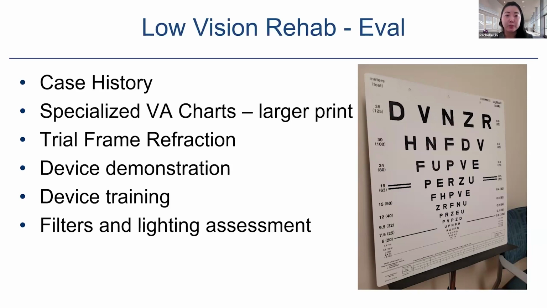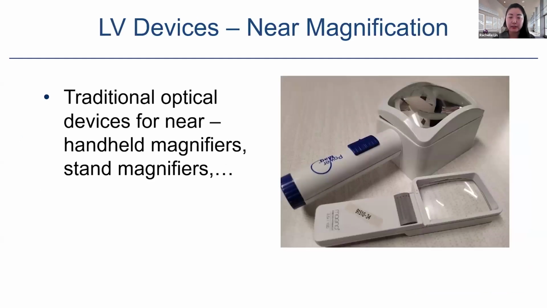After we find the patient's best corrected visual acuities, then we will go on to device demonstrations. That device demonstration will then include training for the devices that we recommend, and we can also include filter and lighting assessment. So let's show you some of the devices that might pop up within that low vision evaluation.